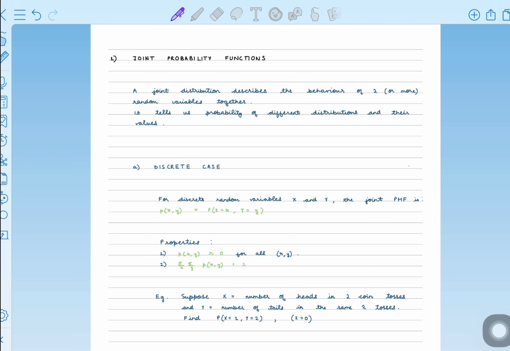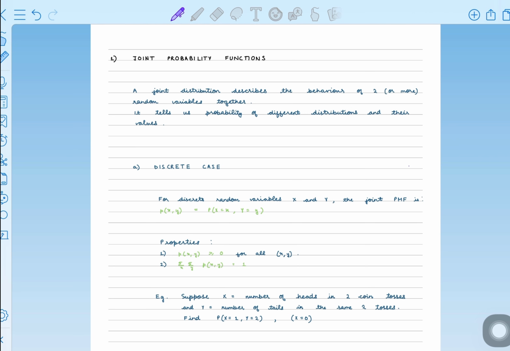A joint distribution describes the behavior of two or more random variables together. So instead of studying one variable at a time, we study the probabilities associated with combinations of values taken by both variables. Let's look at the discrete case first.